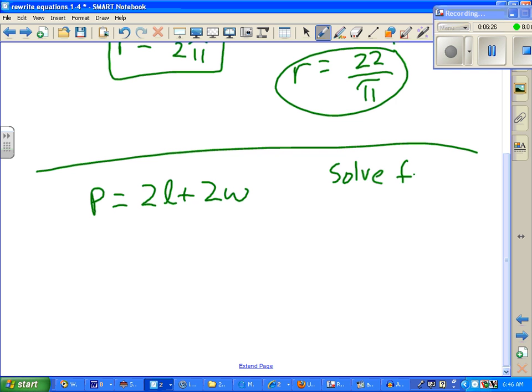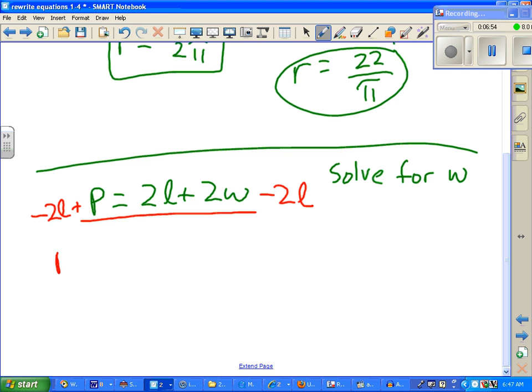Solve for W. Well, we're just doing algebra. All we're doing is algebra. We've just got more variables than we've had in the past. The first thing I'd do, if I were solving that for W, is try to get W by itself on one side. So the first thing is subtract the 2L from both sides. That's the first thing I'd do.